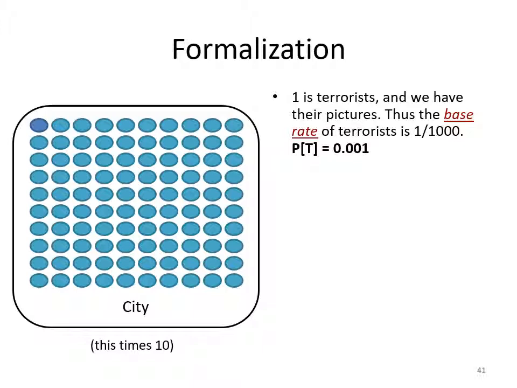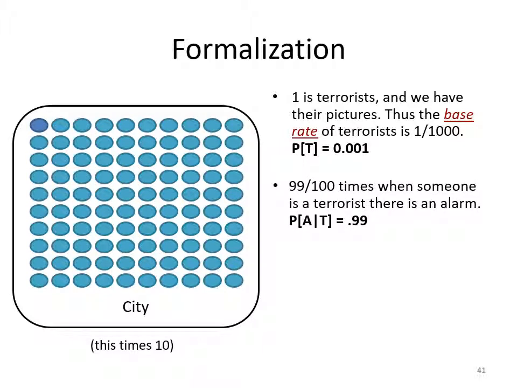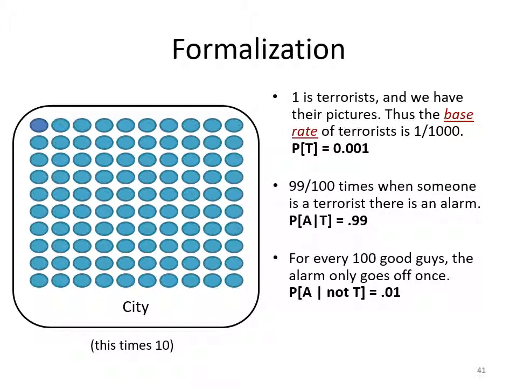And then the final thing to think about, in terms of anomaly detection, is how good our anomaly detection has to be. So we have this example where you have a terrorist in a city of 1,000 people, so 1 in 1,000 is a terrorist. And we know that 99% of the time someone is a terrorist we will have an alarm, but it also means that for every 100 people, the alarm only goes off once.